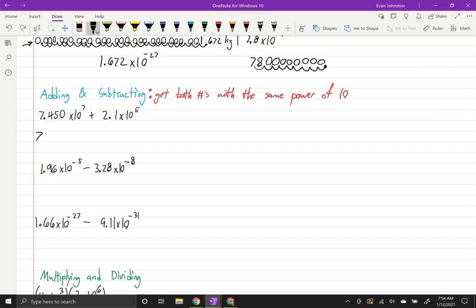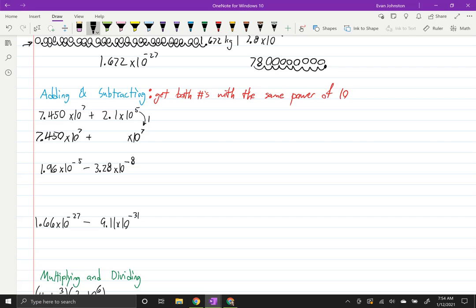We could rewrite it so that both of them have the larger power of 10. And I'll say that the larger power of 10 will work in your favor. So that means I need to write this second number with just 10 to the 7. Well, I can't just change the value of this first number. And what we've done is we've changed the power of 10. We've changed it from 10 to the 5 to 10 to the 2.